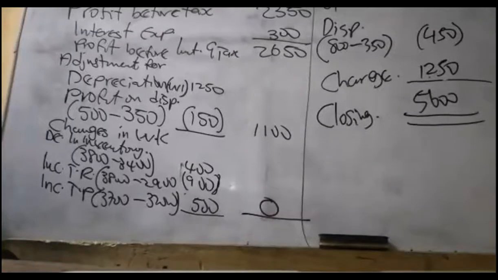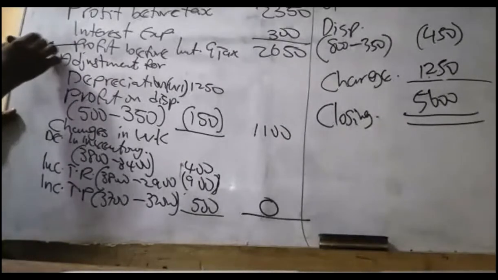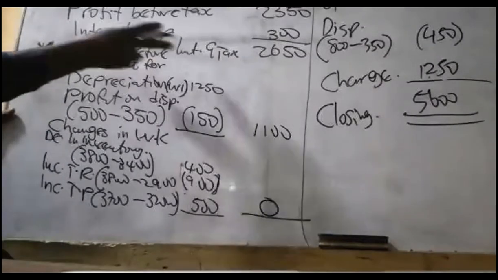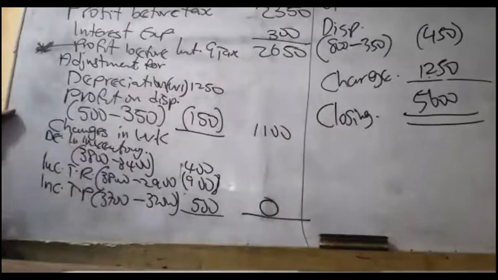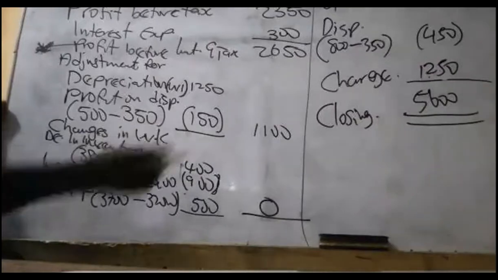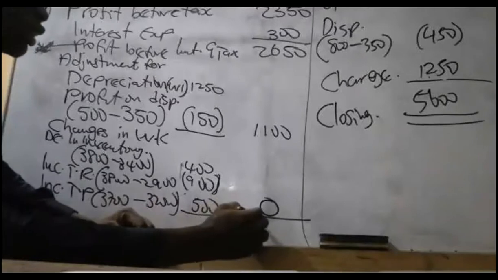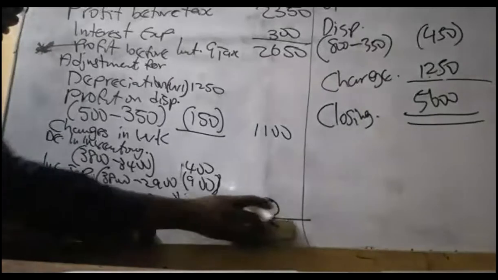So you add all this, then you get what you call operating cash flow before interest and tax. So we've been able to massage this profit to arrive at cash flow. The cash version of the profit before interest and tax is this answer. So putting these two together, 2,650 plus 1,100, good, 3,550.